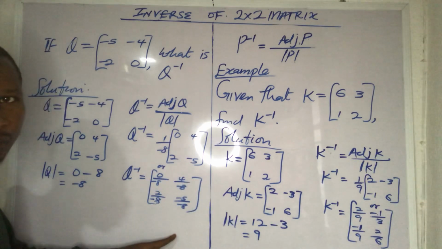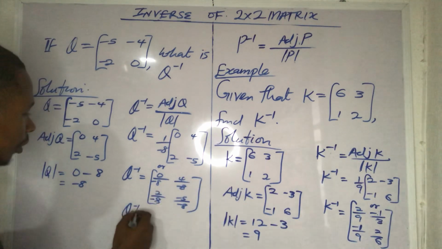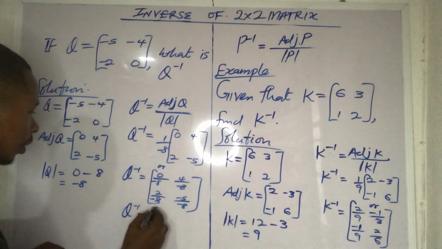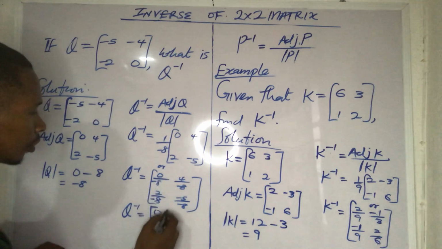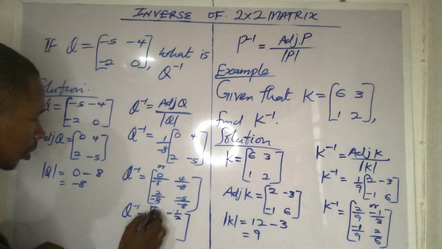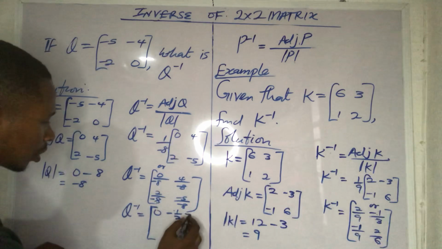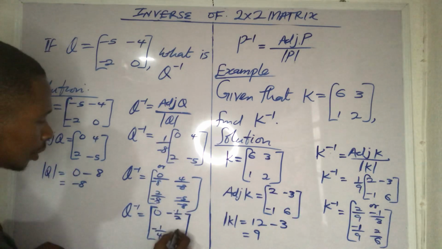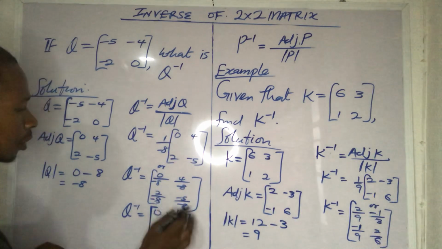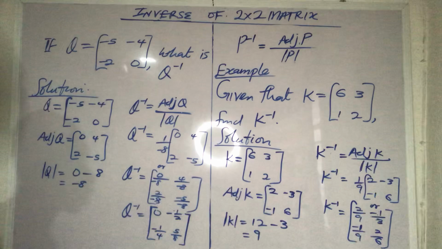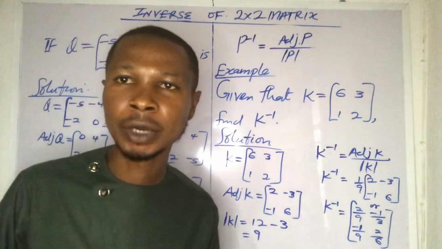So you can simplify this one now, so that Q inverse should now be equal to 0, and this and this will give me minus 1 over 2 here. And this will still remain, this will still give me minus 1 over 4, and this will give me 5 over 8, but minus and minus will cancel out. So either it is like this, or like this. So this is how you calculate inverse of a 2 by 2 matrix.